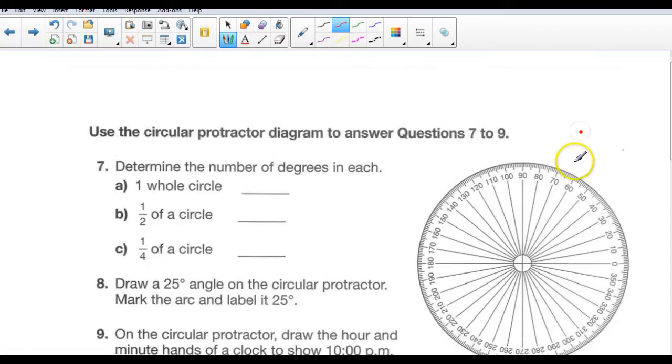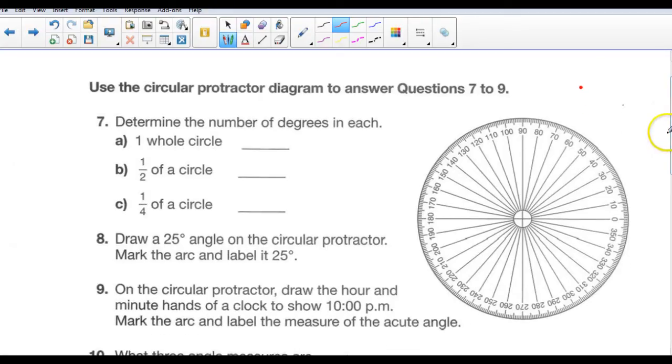Go on to the next one. You're going to need a protractor. So if you don't have a protractor, go to your teacher and get a protractor. I'm sure your teacher has lots of them in a drawer somewhere. Use the circular protractor diagram to answer questions 7 to 9.